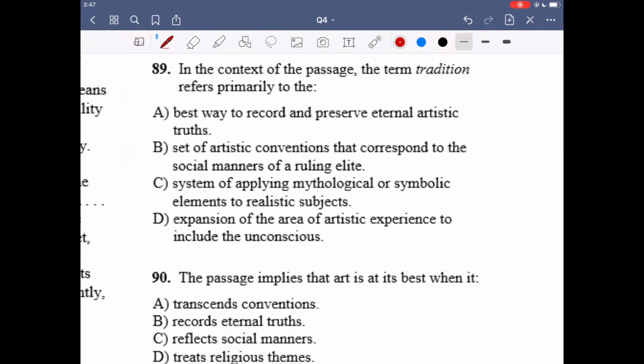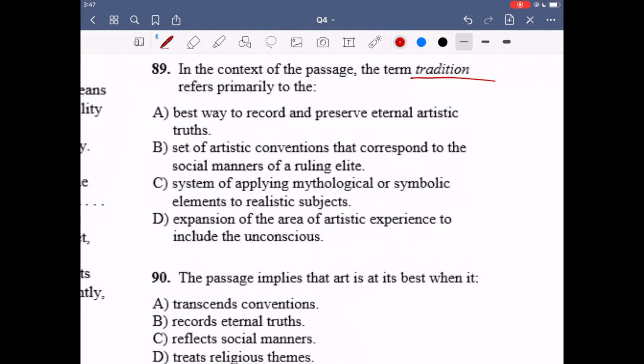So moving on from that question. Question 89. In the context of the passage, the term tradition refers primarily to what? Classic MCAT question. They'll ask you what a word means, and a lot of times, don't overthink this. In the past, I have seen a word, known the definition, but overthought it and chosen something else. Just go with the first thing that comes to your head as the definition, and also look at the context of the passage. That is the answer option you should go for. It's usually a simple question.